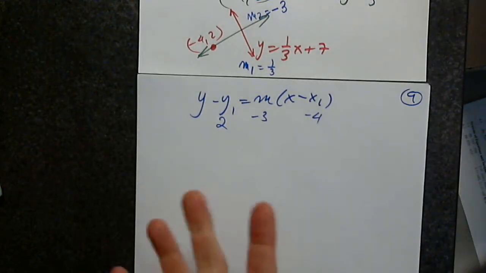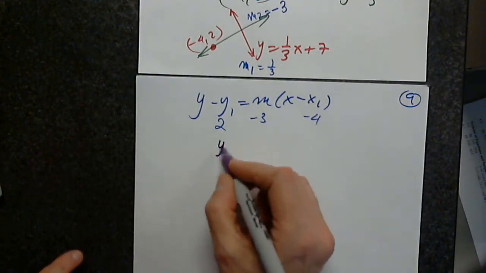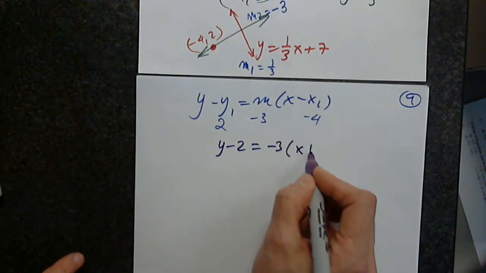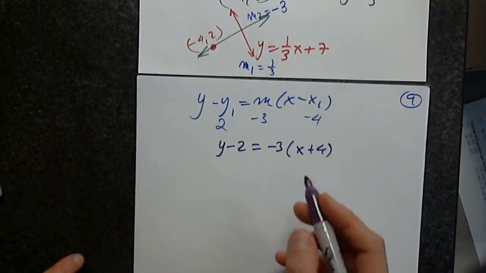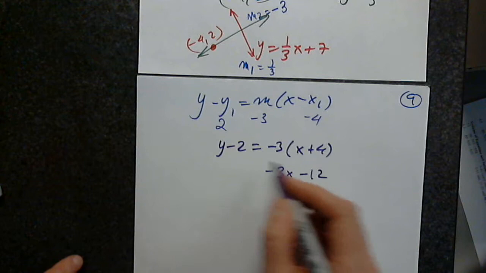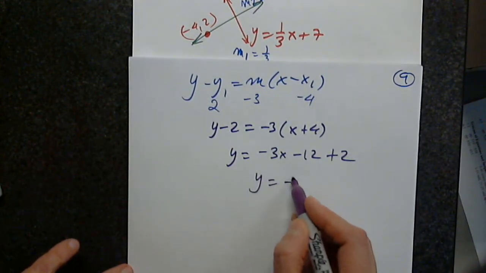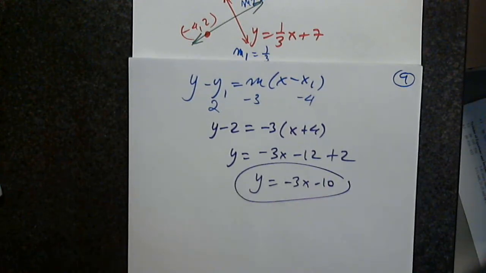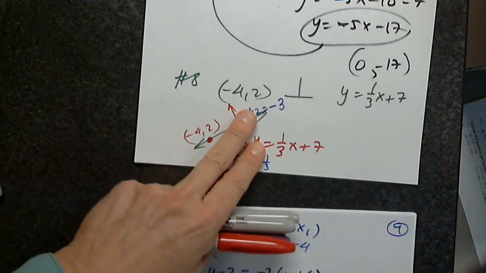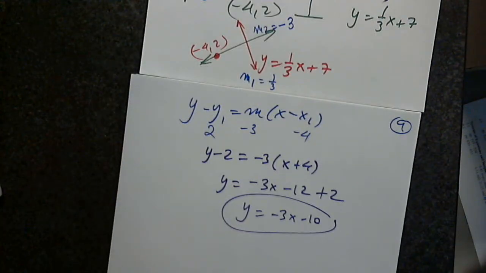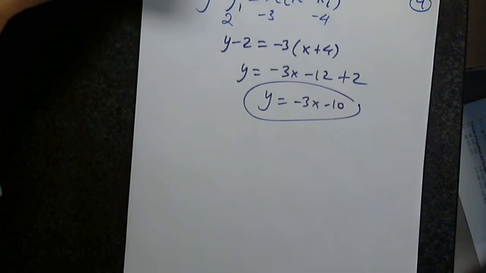Okay, so again I have to solve for y. So y minus 2 equals -3x plus 4. We distribute: -3x minus 12, and we add 2. y equals -3x minus 10. What does this equation represent? The equation of the line that passes through (-4, 2) and is perpendicular to the given line. Excellent.